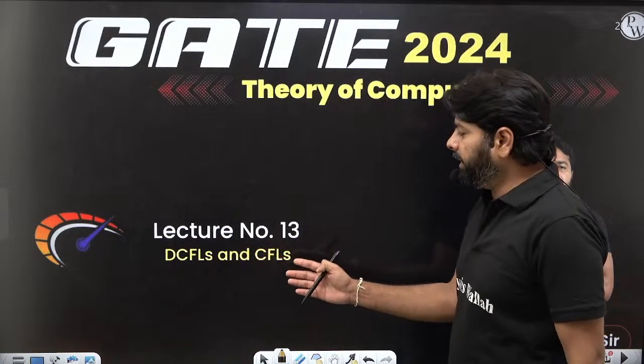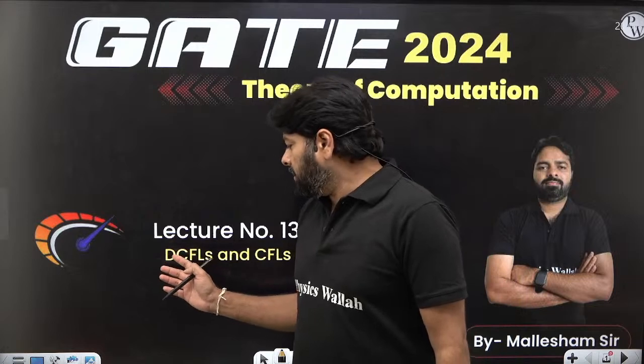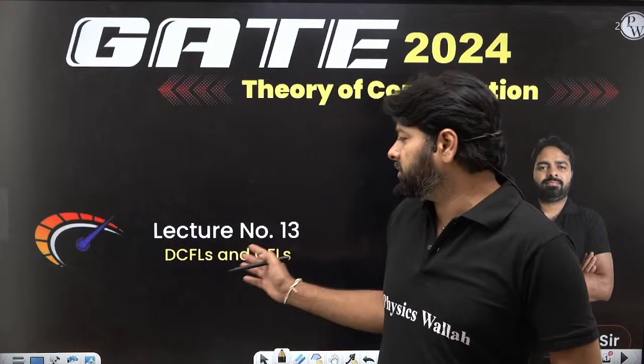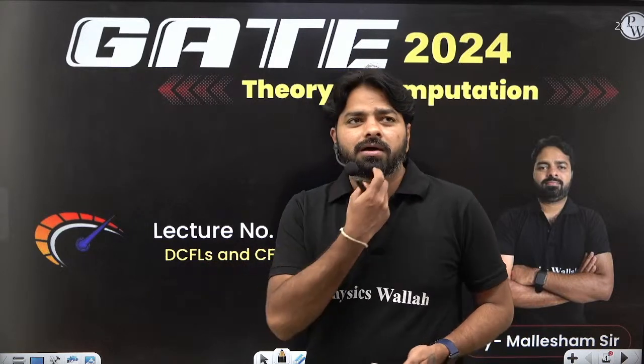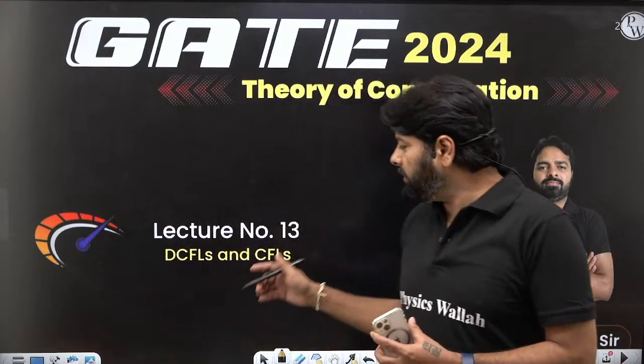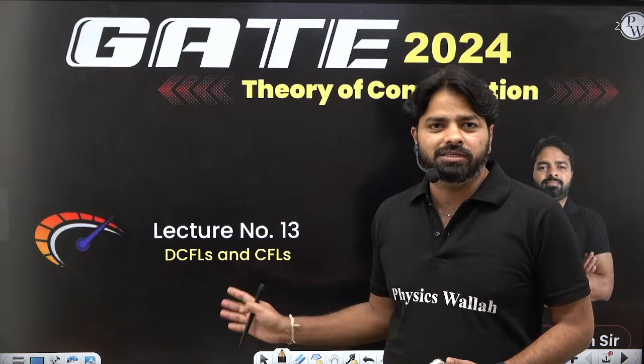In this session, we'll be continuing the PDA topic, which is DCFLs and CFLs. Now we are going to look at how to identify context-free languages and deterministic context-free languages. If we look at the previous sessions of the pushdown automata, we have understood how to construct the PDA, and we have also seen the difference between DPDA and NPDA. So in this session we'll be covering both again, the DCFLs versus CFLs. Okay, let me start the session.